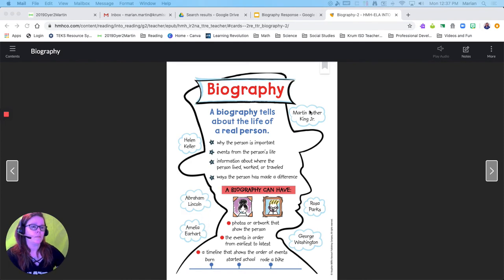And these are just some other people that there are biographies out there about that have made a difference in our world. Amelia Earhart, of course, Abraham Lincoln, Helen Keller, we read about her this year, Martin Luther King Jr., Rosa Parks, and George Washington. Those are all real life people that you might be able to find biographies about.